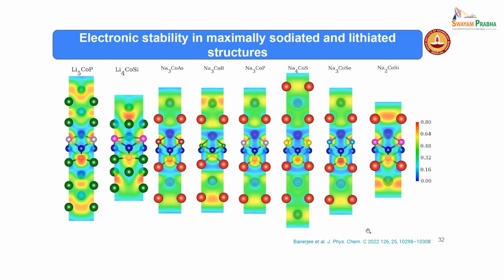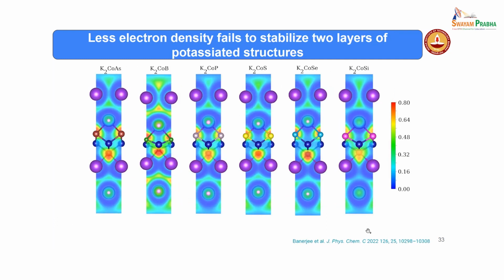Whereas if you see the same thing in potassium, there is a huge blue region between the atoms. That means these atoms are directly seeing each other. There is nothing filtering or screening them. So that's why they will not be that stable. That's the reason that when going from the first layer to the second layer, we are not able to load more atoms on these systems.